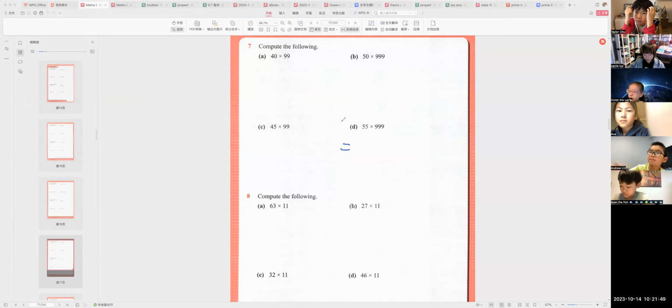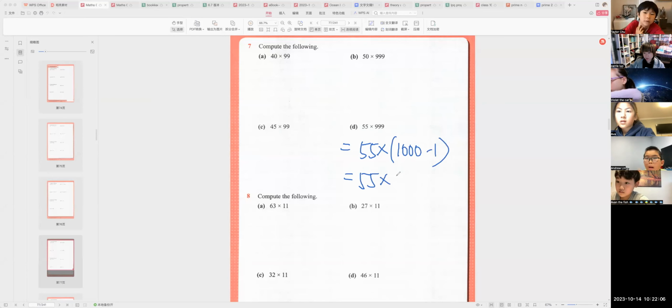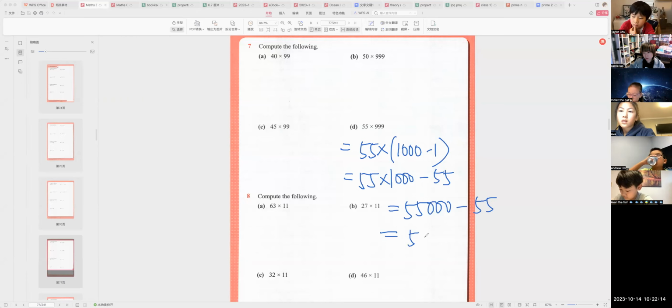Evan, 55 times 999. So 55 multiply 1,000 minus 1. So which is 55 times 1,000 minus 1 equals 55 times 1,000 minus 55, right? So it's 55,000 minus 55 equals 54,945. Okay, get it, everybody?